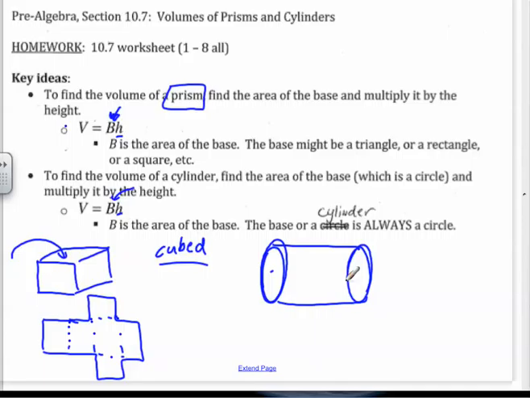So, for instance, and we'll see this in example 1, we've got this triangular prism like this. Now, on the bottom, you'll see that we've got a rectangle on the bottom of this shape. But that's not the base.